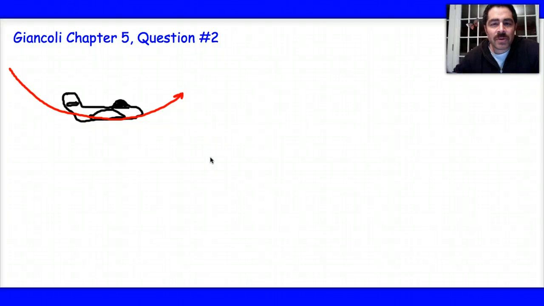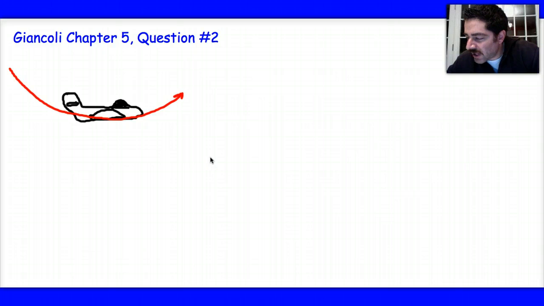This is problem number 2 in Giancoli chapter 5. The problem reads, a jet plane traveling at 1,890 kilometers per hour pulls out of a dive by moving in an arc of radius 6 kilometers. What is the plane's acceleration in g's?